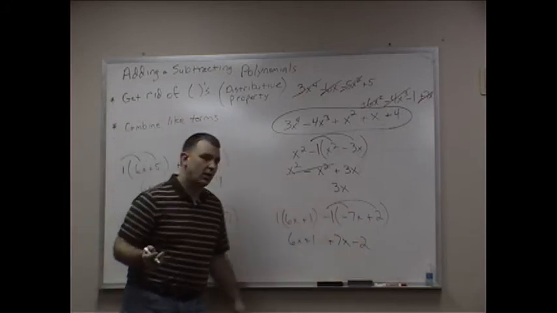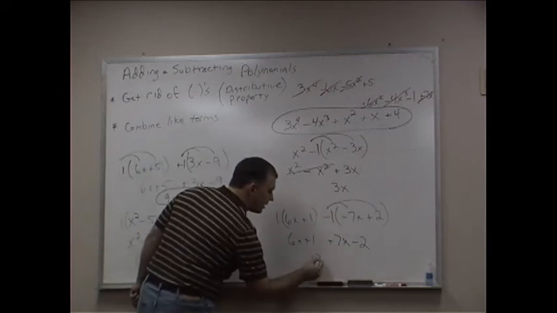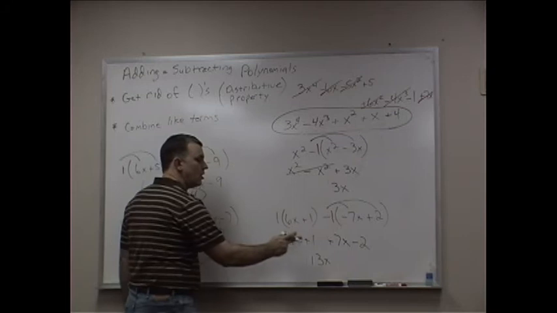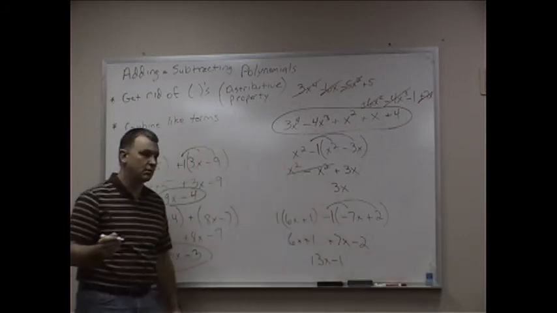Now I'm going to combine like terms. 6x and 7x, when you combine them, are 13x. 1 and negative 2, well, that's negative 1.